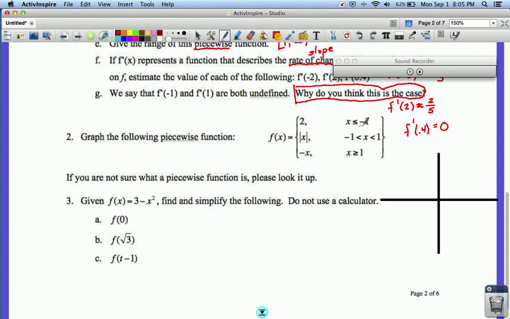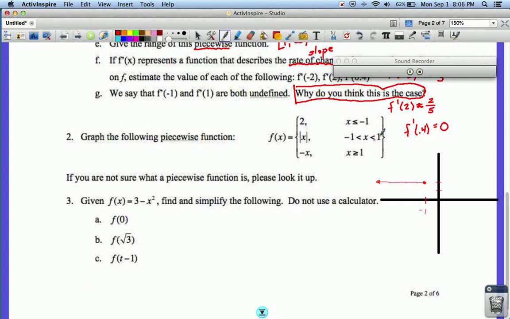So when x is less than negative 1, so here is negative 1. When x is less than negative 1, everything to the left, our function is just a horizontal line at 2. 1, 2. Alright. So less than or equal to, so that means it's going to be a solid dot. And I'm just going to go out this way forever and ever.